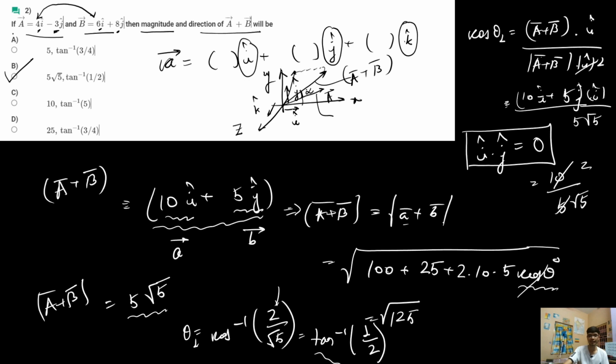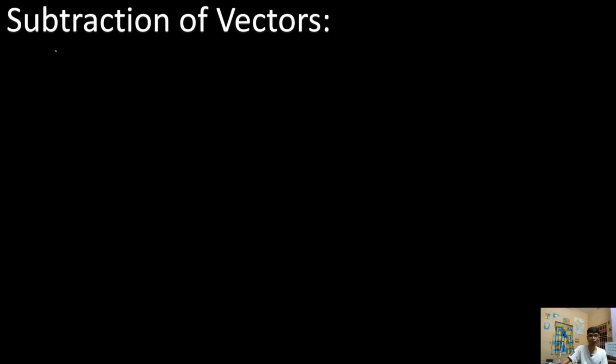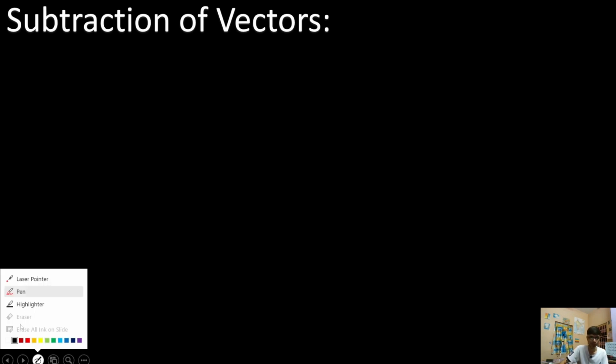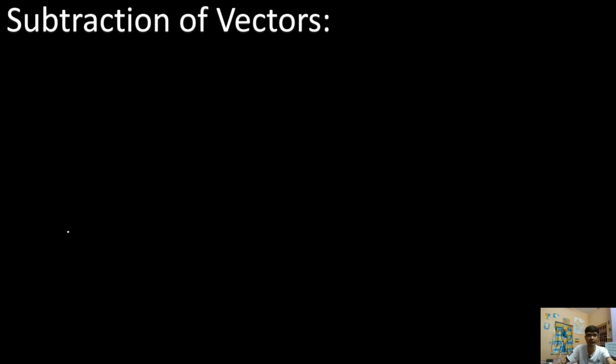So I hope this discussion was clear. Okay, so with this let us move on to another important topic in the algebra of vectors, which is the subtraction of vectors. I already explained that subtraction of a vector is nothing but adding the negation of that particular vector. So if two vectors are subtracted, that means we are adding a vector with the negative of that particular vector.